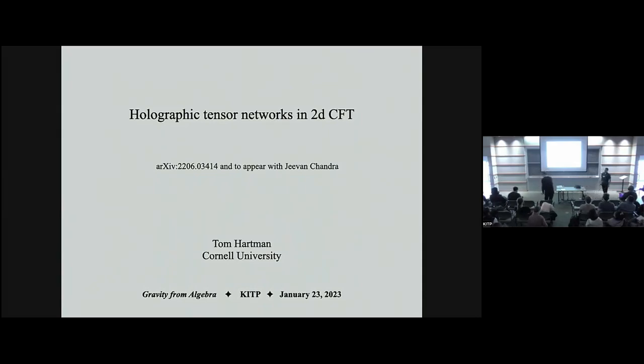So I'm going to be talking about work in progress with Jivan Chandra, who is here in the audience as well, on holographic tensor networks in conformal field theory, especially in 2D conformal field theory. I'm going to start out by motivating this problem.